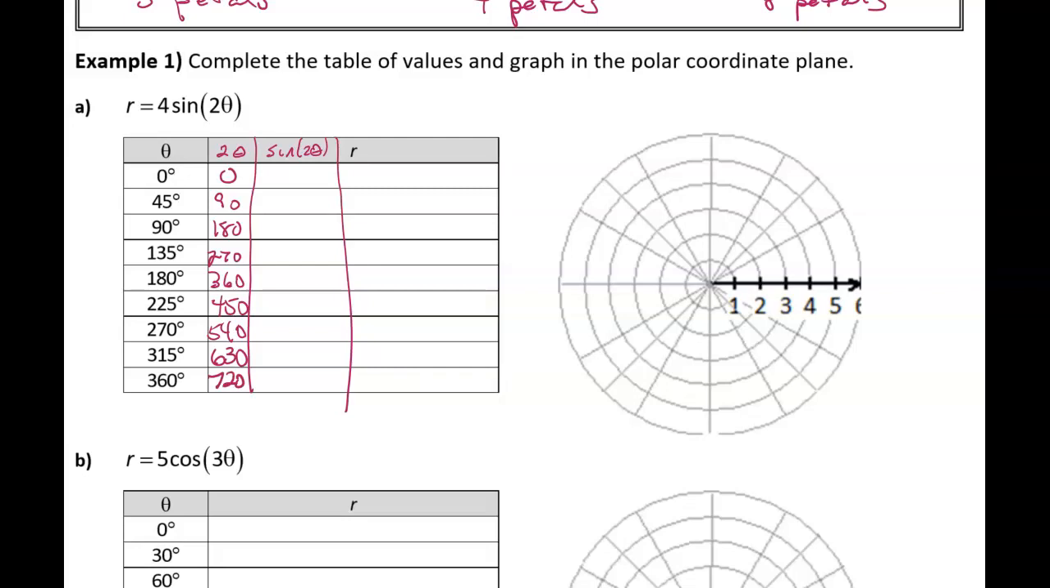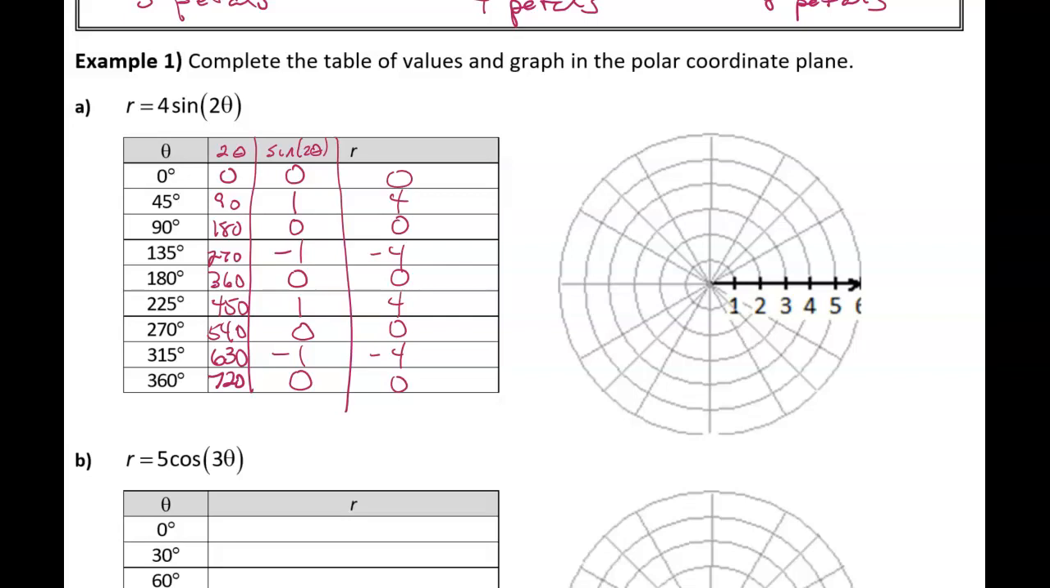So sine starts at 0, up to 1, back to 0, down to -1, back to 0. Those are just the quadrantal values there. And then repeats that same process, back up to 1, down to 0, down to -1, back up to 0. To get the radii, we just need to multiply each of those values by 4. So 0, 4, 0, -4, 0, 4, 0, -4, and 0.